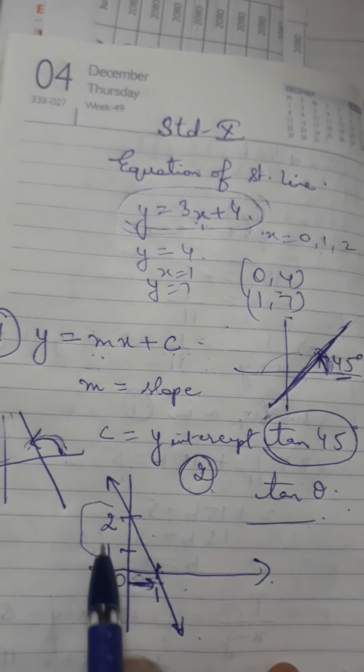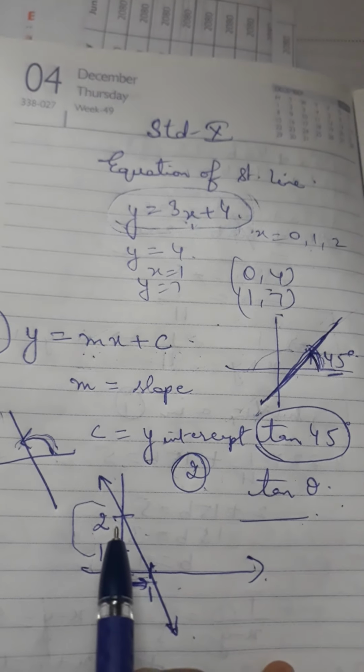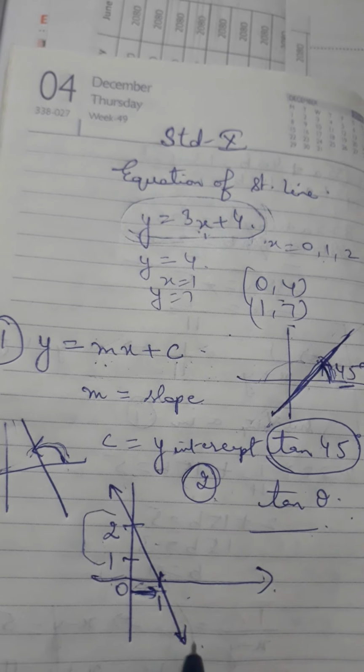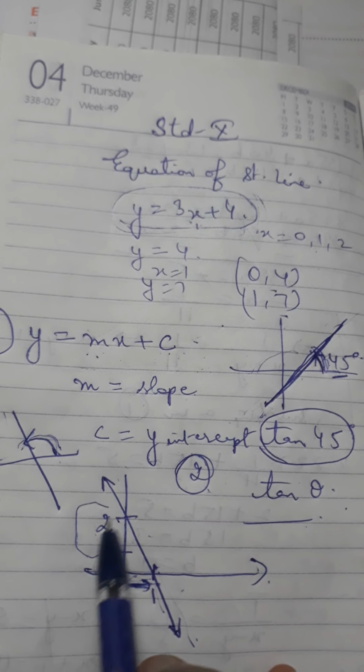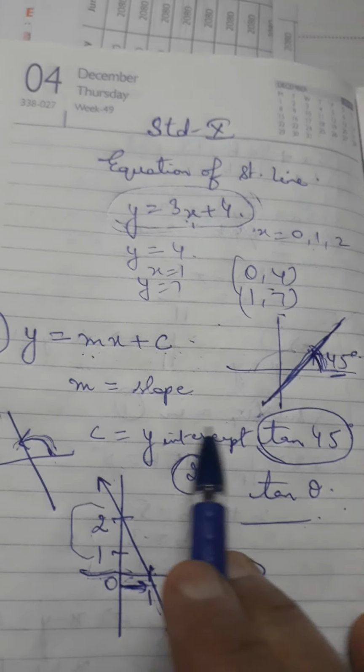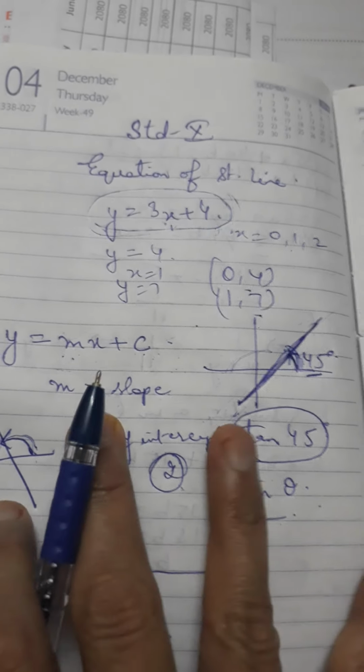Then after that, y-intercept, what does that mean? As many units are cut by the line on the y-axis. Like the line meets the y-axis here, suppose, and it is cutting 2 units, so y-intercept is 2. According to the questions further when we do, it will be clear to you.